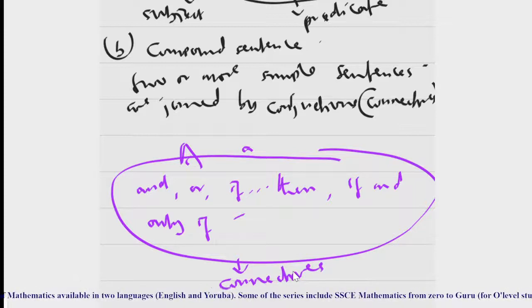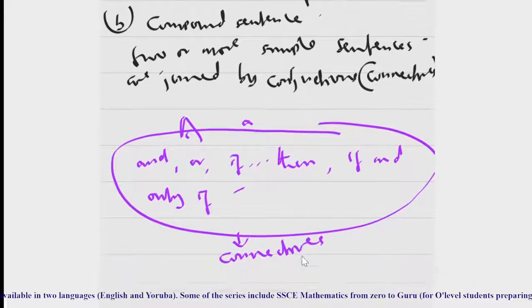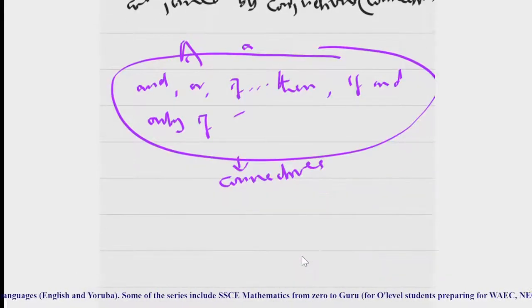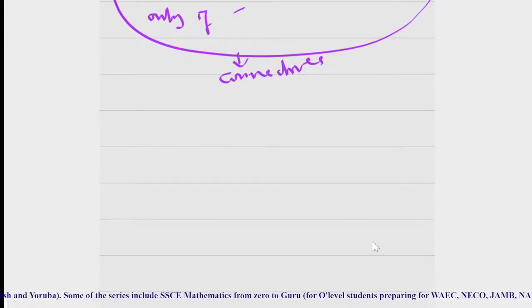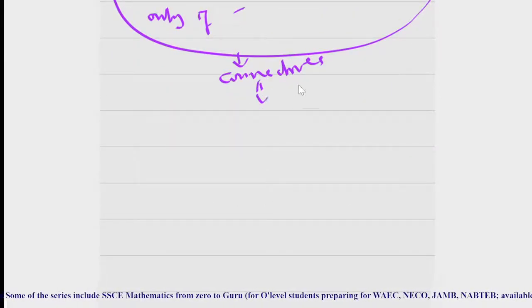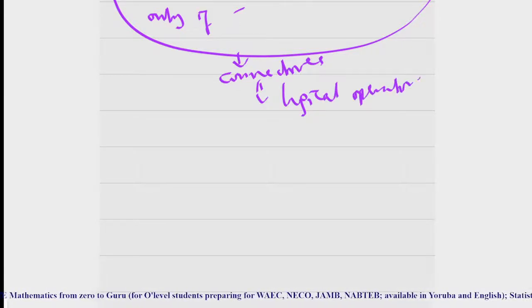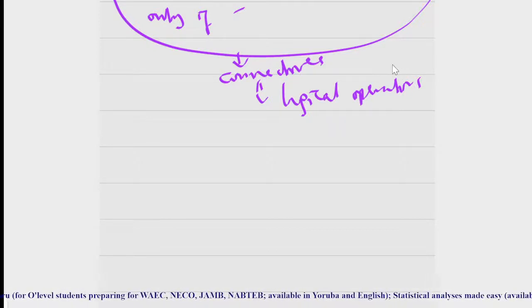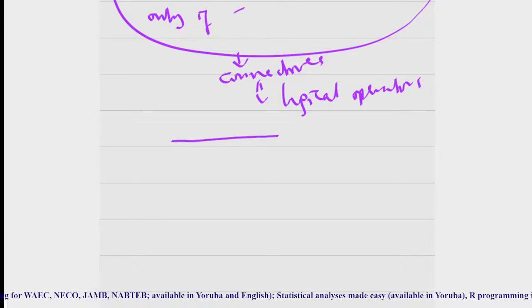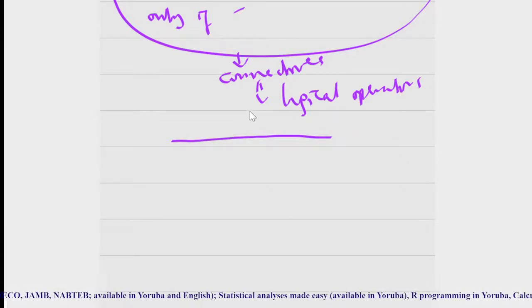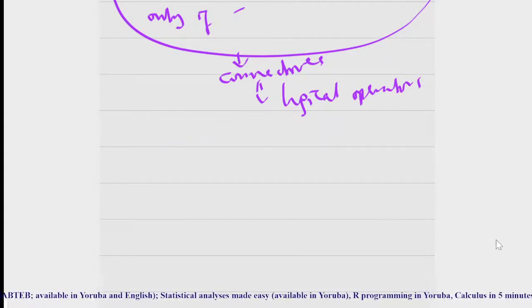All these connectives can also be categorized as logical operators. So we still refer to them as logical operators. When you say logical operators and connectives, we are saying the same thing. So for example, let me tell you more about them, because we are still going to be using them. Let me just draw this very well.